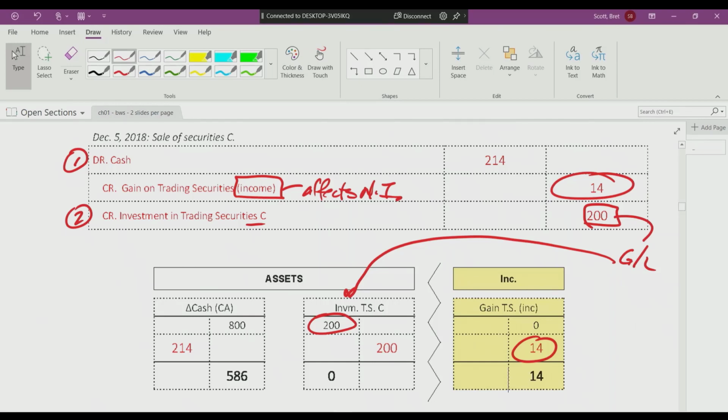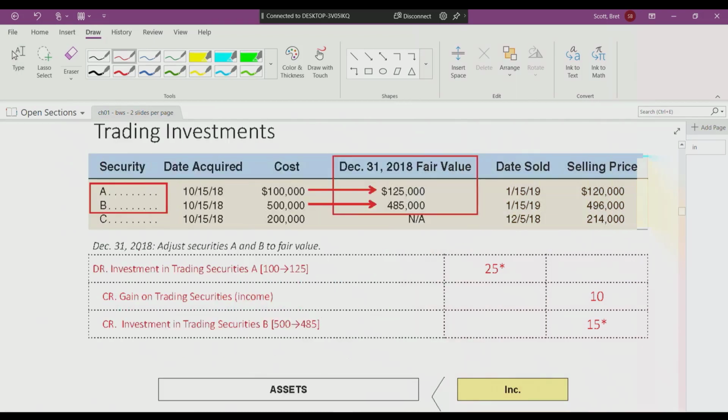Let's move on down to the next series of events. It's year end, and we have to mark to market the securities. In this case, we see that investment A has increased in value from 100 to 125. Investment B has gone down by 15,000. Again, I like to record the effects to these accounts separately, not all in one fell swoop. In security A, because investments are assets, and assets have a normal debit balance, I want to show a debit, an increase of 25,000 to that account.